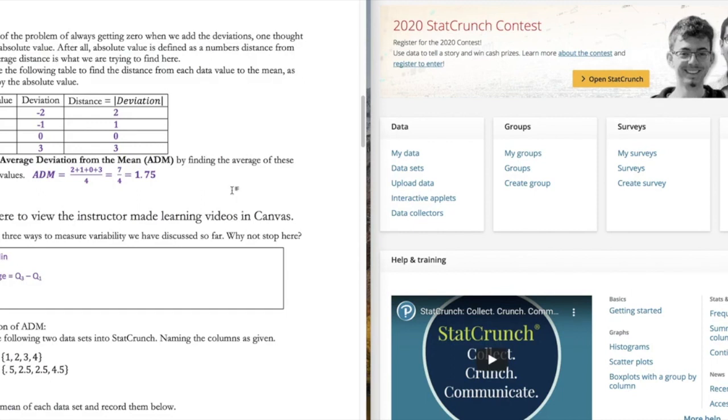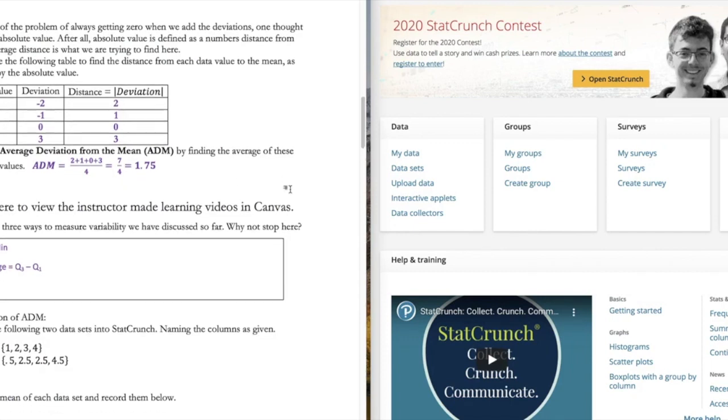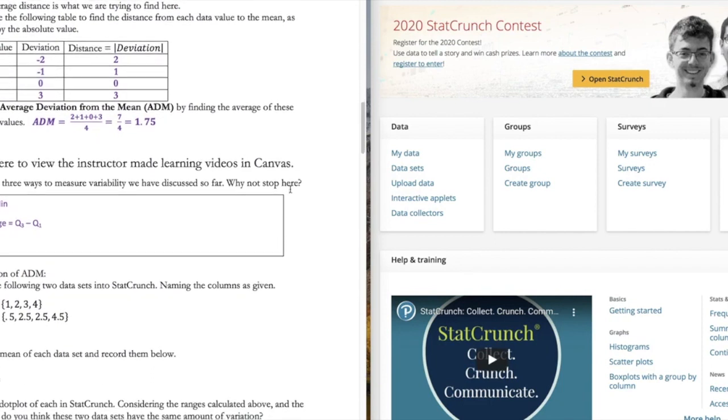Certainly the range and the interquartile range fall a little bit flat when we're thinking about the mean as a measure of center. Range is because it's not taking into account any of the data besides the endpoints. And interquartile range is a great measure of variation when you're using the median as your measure of center. But for the mean, we're going to look in a different direction.